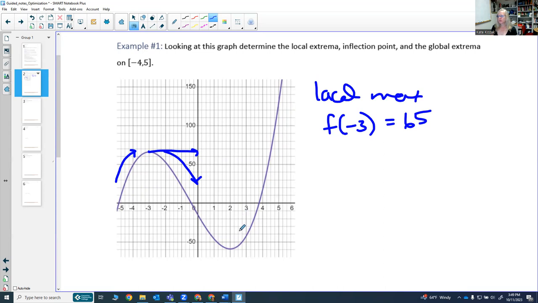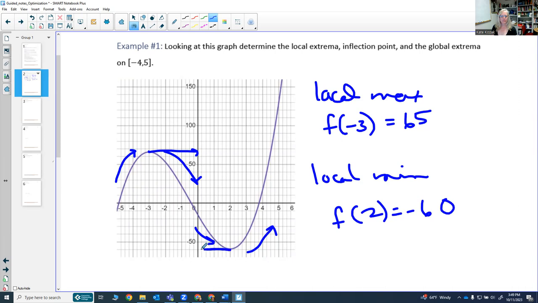The local minimum appears to be at x equals 2, since the graph is decreasing to x equals 2 and then increasing from x equals 2. The local minimum appears to be f of 2 equals negative 60. The inflection point appears to be about f of 0 equals negative 15, since the graph is concave down below 0 and concave up above 0.